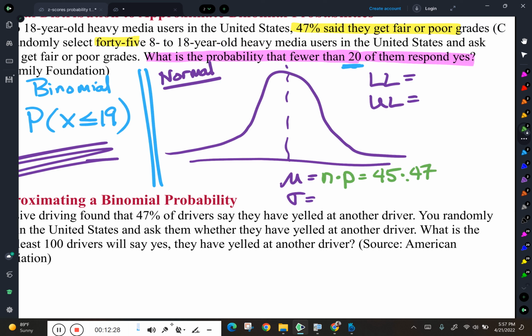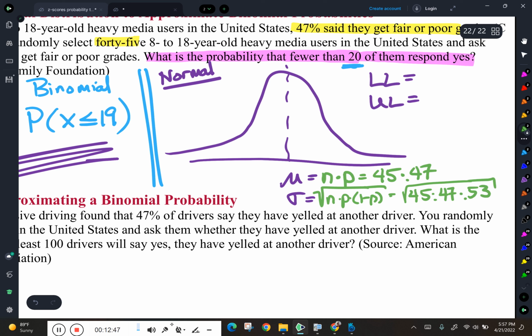And I got a formula for the standard deviation. It was the square root of n times p times 1 minus p. So that's going to be the square root of 45 times 0.47 times 0.53. 1 minus p. I got an upper limit, right? Because that's an upper limit. That's the biggest number, 19.